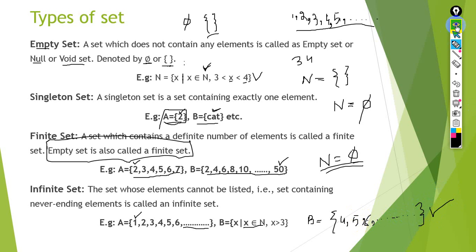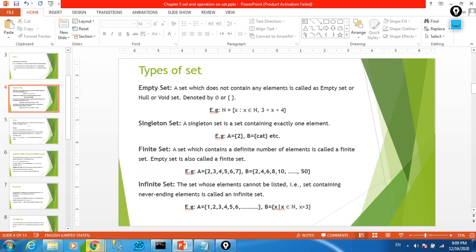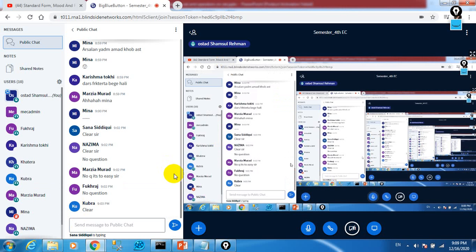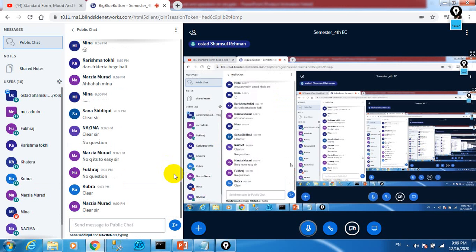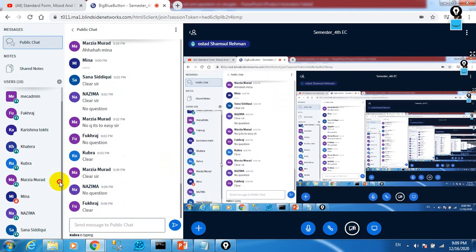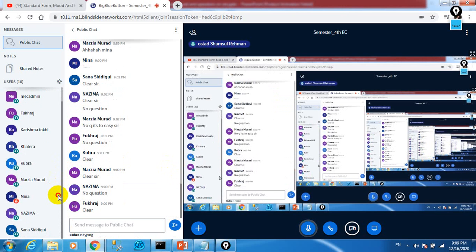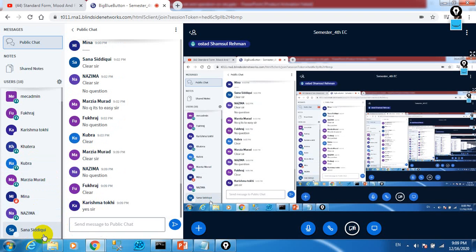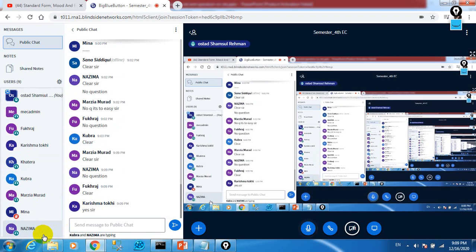If you have any question related to this, you can ask. Any question? Okay, no question. It is cleared, I think. Clear. Okay, so next what we have. Karishma, Fakhraj, clear. Meena, Marzia cleared. Nazima, Sana Siddiqui, is it clear? Do you have any question? Yes sir, clear. Okay.